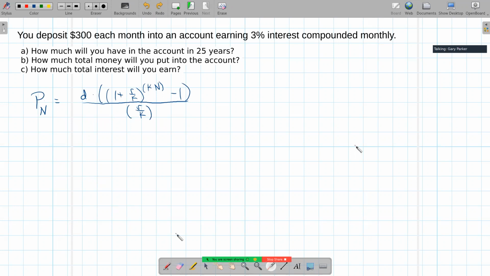In this case, our deposit, D, each month is $300. Our annual rate is 3%. Percent is out of 100, so that's 3/100. K is our periods per year. Since we're compounding monthly, K is 12. And we're going to do this for 25 years.